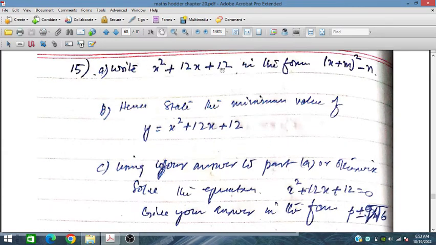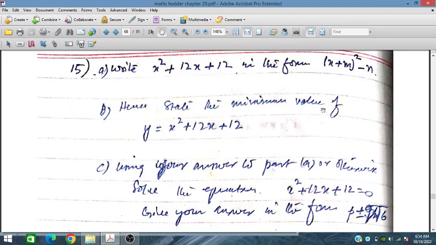In equation 1, we have x square plus 12x plus 12, which we must write in the form of x plus m whole square minus n. This is again a completing square method. The previous questions, all from 1 to 14, can be solved this way as well if the coefficient is 1. So this is x plus m whole square minus n.